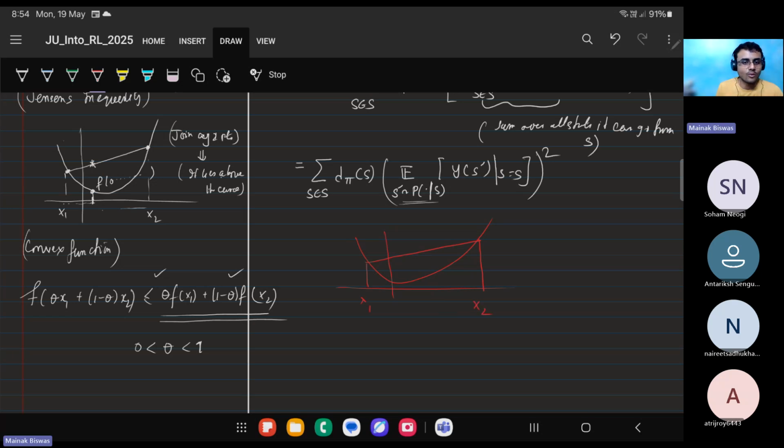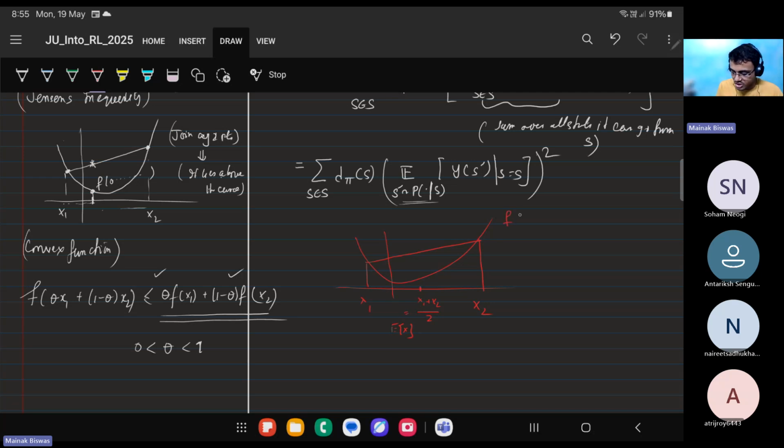What will be the expected value? Somewhere in between, yes or no? x1 plus x2 by 2. Correct? This is the expected value of x, if I have only 2 x's, x1 and x2, and they are equiprobable. Whatever it is, it will be in between.